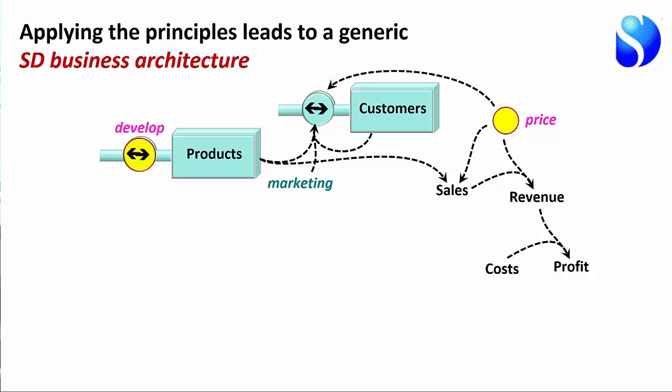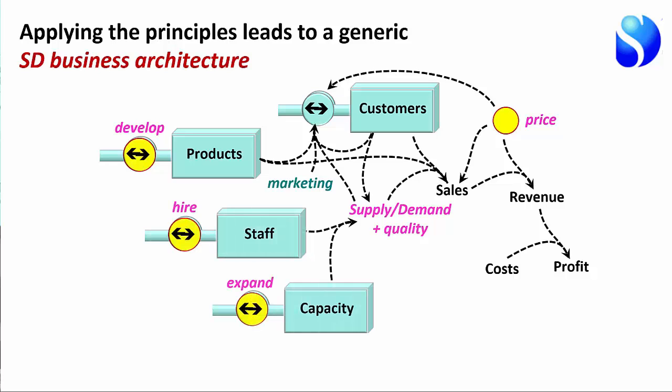We choose to develop products. We choose to set a price. These are decisions that we take. No one is forcing us to do these things. We've got to be able to supply what the customer wants, and in order to do that, we have staff. We decide to hire staff. Staff decide to leave, maybe. We decide to add capacity. And capacity and staff give us the ability to serve the demand coming from customers and fulfill the sales.